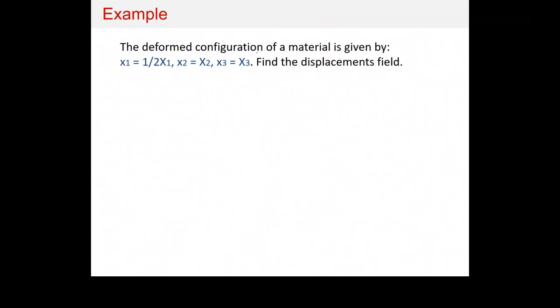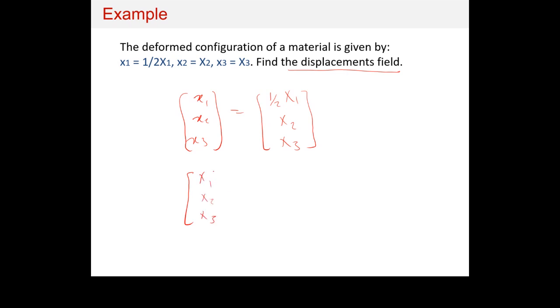Okay, so the deformed configuration of a material is given by this vector. Small x1 is equal to half x1, small x2 is equal to x2, small x3 is equal to x3. We want to find the displacement field. This is just an example to relate things together. So the current configuration is x1, x2, and x3 small, and this is basically half x1, and then x2, and then x3. Of course, the original configuration is always x1, x2, and x3.